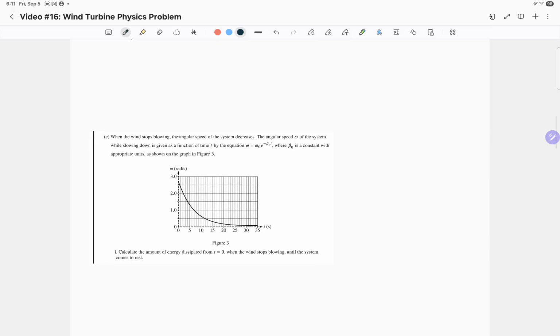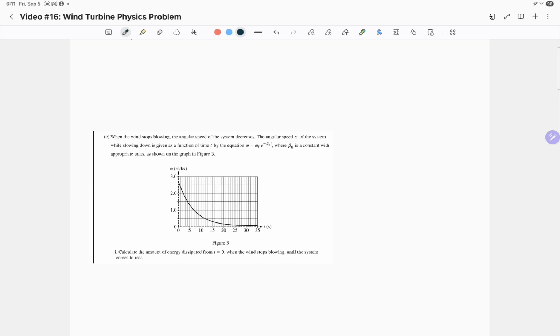When the wind stops blowing, the angular speed of the system decreases. This is the air resistance thing I was talking about before. So technically, this is an air resistance question, even though they don't ask you directly about it. They tell you the angular speed omega of the system while slowing down is given as a function of time t by the equation omega equals omega null e to the power of negative beta null t, where beta null is a constant with appropriate units as shown in the graph in figure 3. So they give you that graph.